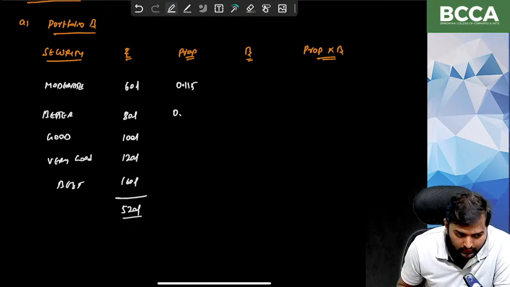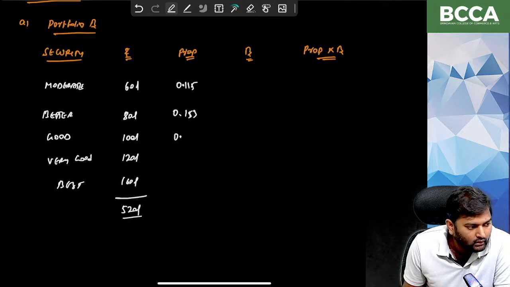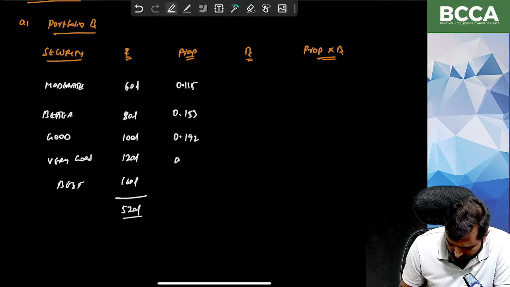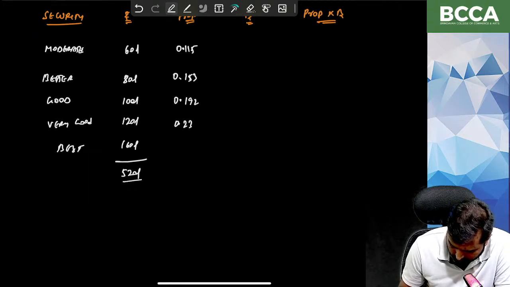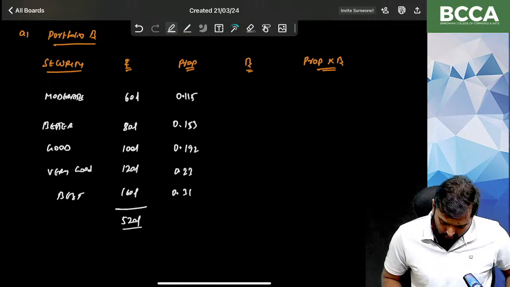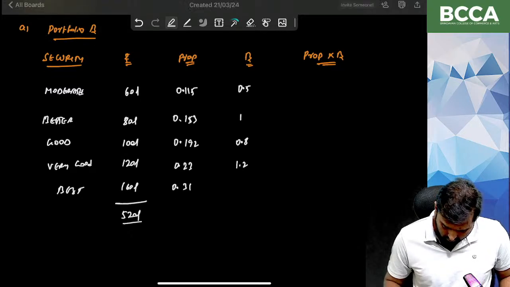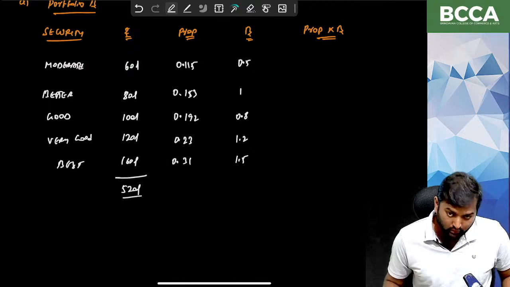0.115, 0.153, 0.192, next 0.23, next 0.31. 0.308, nothing but 0.31. Okay. So beta: 0.51, 0.8, 1.2, 1.5.